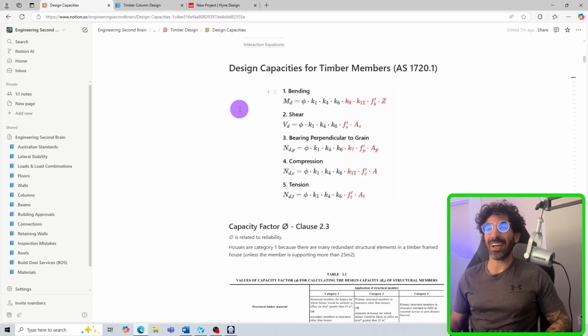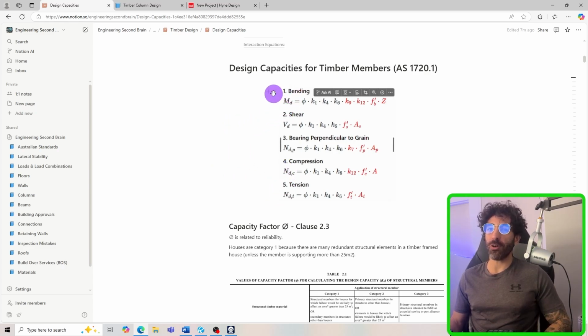We're going to be designing timber members based on AS 1720.1, and essentially we're going to check any timber member for these 5 cases in the ultimate limit state. So we've got bending, shear, bearing, compression, tension. For a column, for example, or studs, you would probably check it for compression and maybe for bending as well. For most timber beams, we would be checking for bending, shear, and bearing. The web members in a truss, I would be checking for tension and compression.